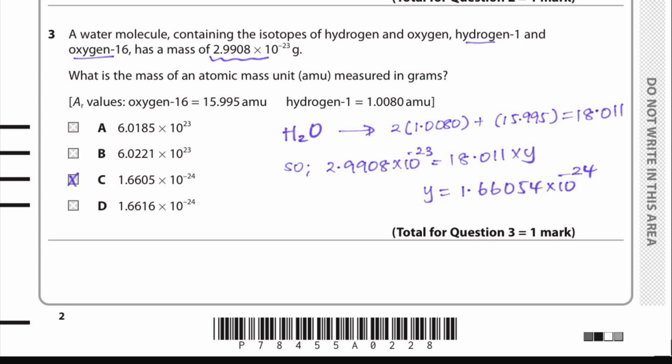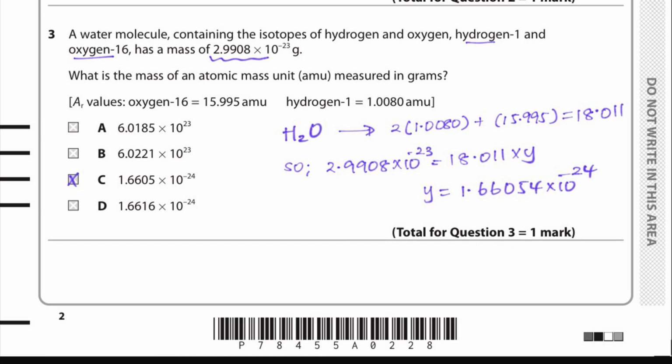Question 3. A water molecule containing the isotopes of hydrogen and oxygen, hydrogen 1 and oxygen 16, has a mass of 2.9908 times 10 to the power of minus 23 grams. What is the mass of an atomic mass unit measured in grams? They have given us the corresponding relative atomic masses. Water has 2 hydrogen atoms and 1 oxygen atom, so 2 times 1.0080 plus 15.995 gives us 18.011.